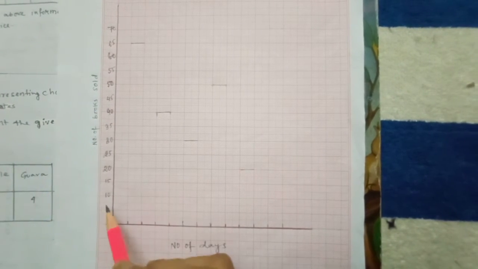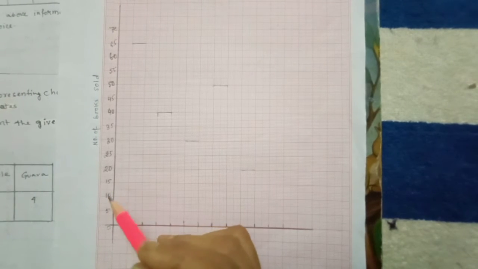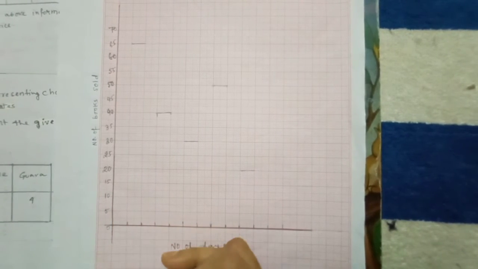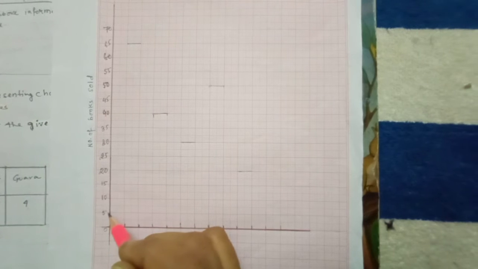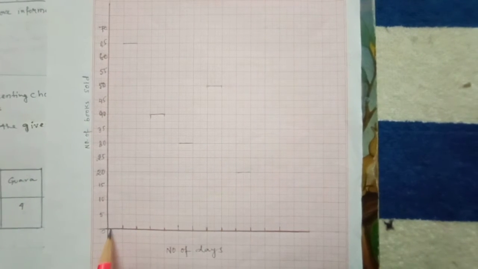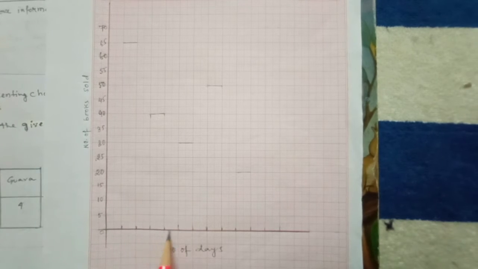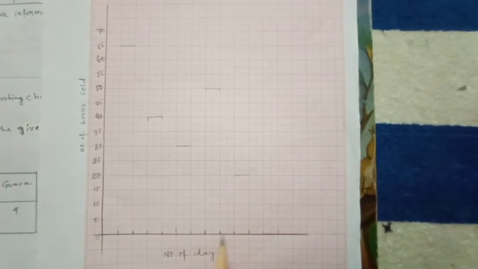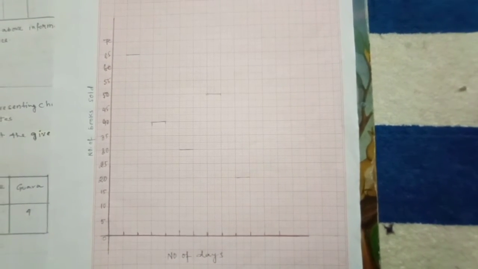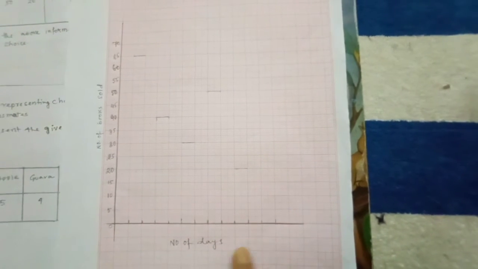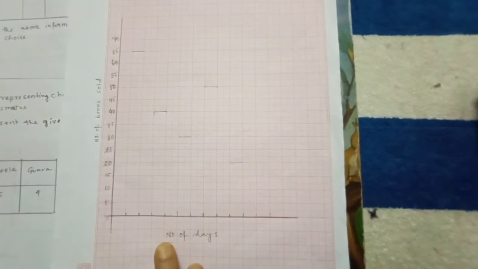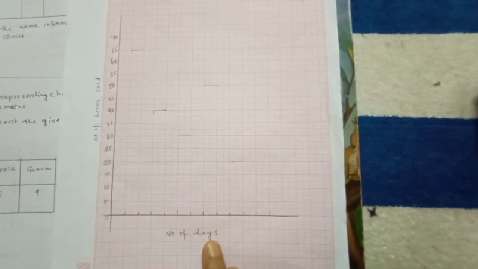In this way, 5 books I have taken in 1 unit. So 1 unit I have taken 5 books, and you know that in equal gap we have to draw the graph. So I have already marked the equal gap here to draw the graph. Here in this horizontal line, I will show the number of days.